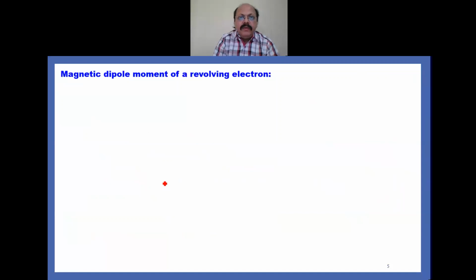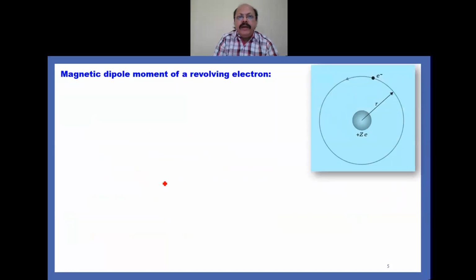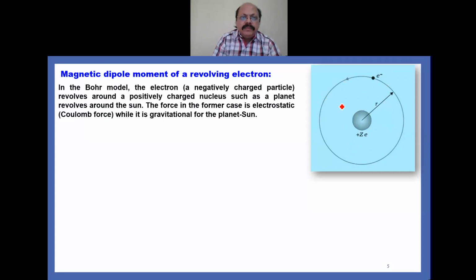Now we have to find out the magnetic dipole moment of a revolving electron, which is a very important topic. Here we are considering an electron revolving around the nucleus in its orbit of radius r. Then due to the motion of the electron, as you see, the electron is revolving in anti-clockwise direction, so the direction of the current in its orbit becomes clockwise.